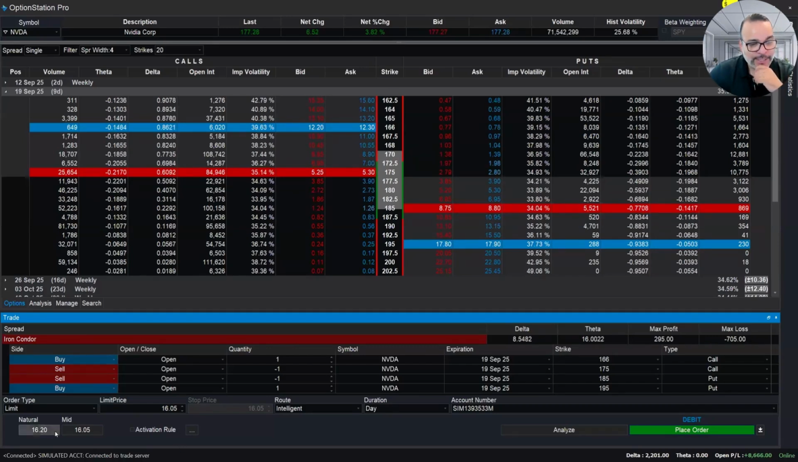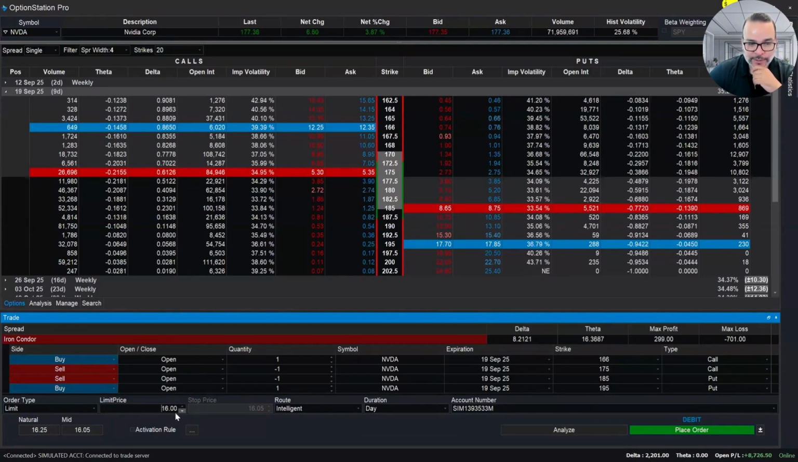Notice these buttons down here, they tell you what the mid price is, or the natural, which would mean whatever the iron condor is trading at this moment. That's a natural price. The mid price is somewhere in between the bid and the ask. So it does look at the bid and the ask of every single leg, determines the midpoint of each one of those legs, and then adds them all together, the selling transactions and the buying transactions, and it gives you a real-time price.